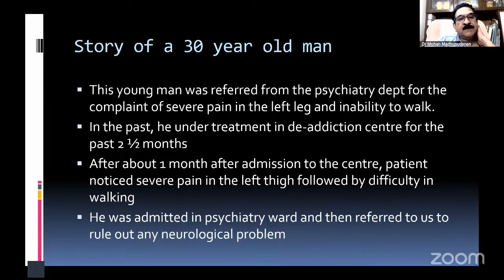Okay, so going back to the history once again. In fact, he was admitted in the psychiatry ward. From there, he was referred for neurology opinion to find out the reason for his pain and weakness in the left lower limb. But this is a past history. He was in a de-addiction center for 2.5 months. After 1 month of treatment there, he was admitted in the medical college hospital, and he was referred over here.